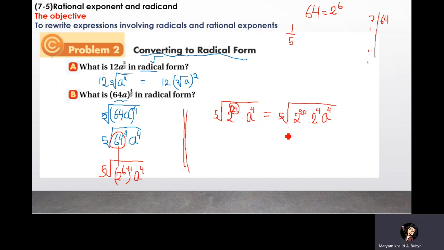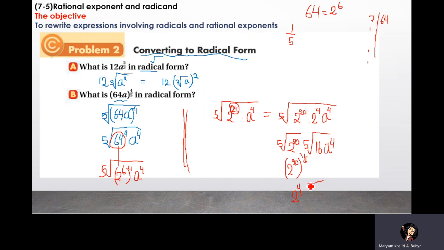So, can I separate these? Can I separate this root? Can I leave these 5? 2 to the power 4, which is 16, a to the power 4. And here I can say, I just separate them, I did not do anything else. 2 to the power 20. Why am I doing all this? You know what is the meaning of that? The meaning of this, 2 to the power 20, all this to the power 1 over 5. That's great. Once I multiply them, I can get 2 to the power 4. And that's what I need.